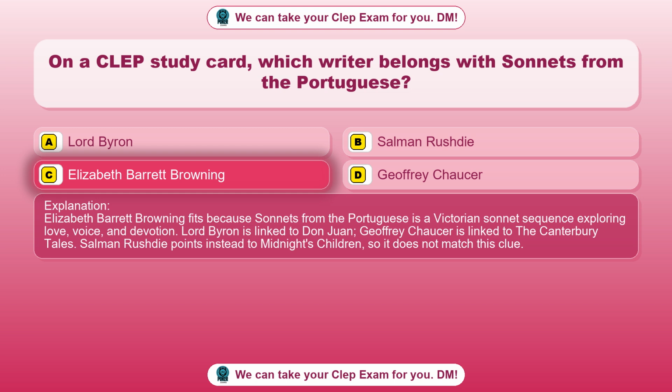Elizabeth Barrett Browning fits because Sonnets from the Portuguese is a Victorian sonnet sequence exploring love, voice, and devotion. Lord Byron is linked to Don Juan, Geoffrey Chaucer is linked to the Canterbury Tales. Salman Rushdie points instead to Midnight's Children, so it does not match this clue.